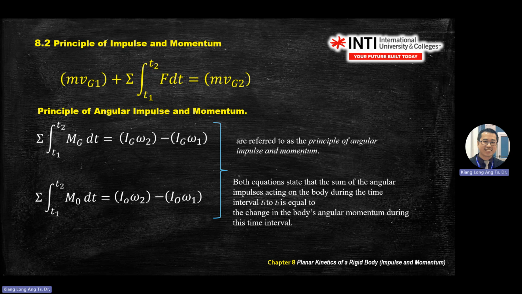What is the difference between this equation and this equation? One is G, one is O. G means the focus is on the center of mass. O means the point of interest is away from the center of mass, where you need to apply I_O equal to I_G plus m d squared in your calculation. That is the difference. Basically, you already learned the principle previously.